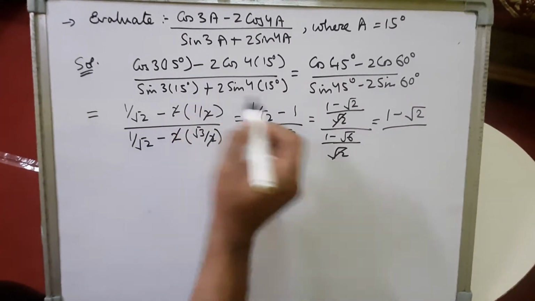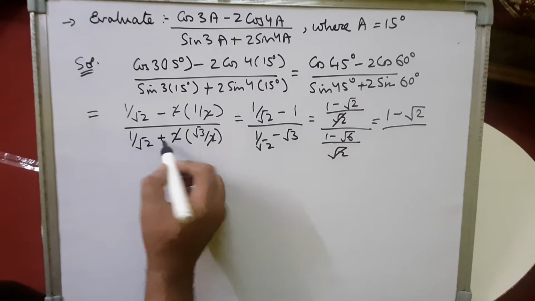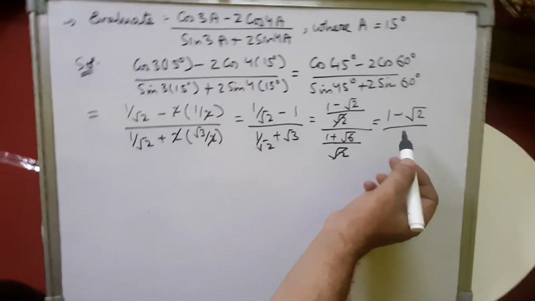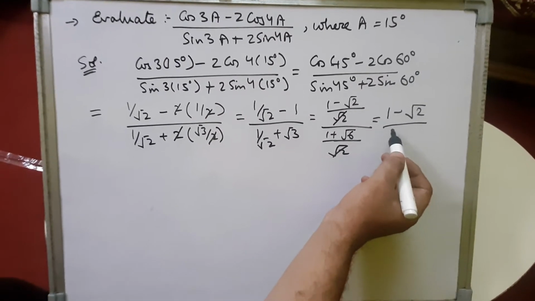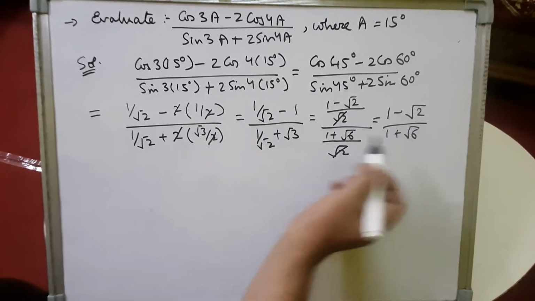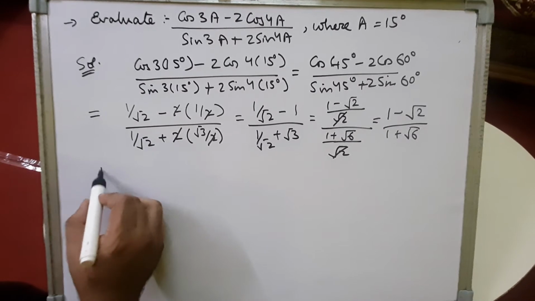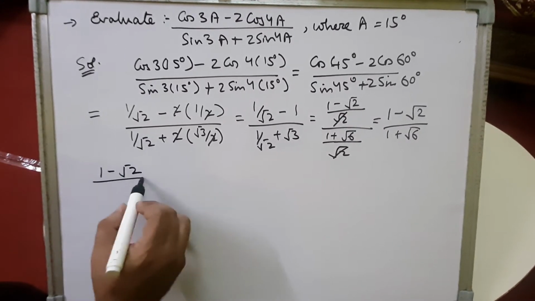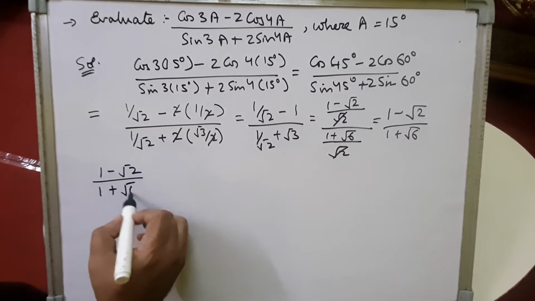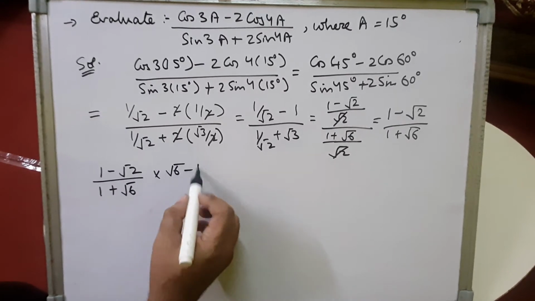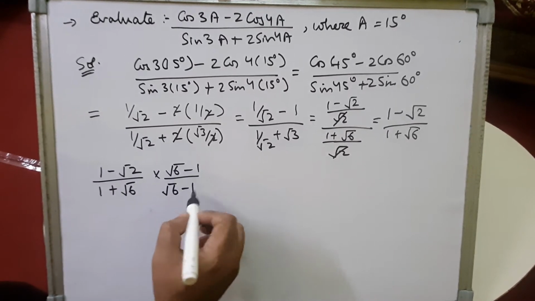This value is positive, plus, right? So let's make it plus here. So we'll get (1 minus root 2) upon (1 plus root 6) here. We can leave the answer in this way, or we can do the rationalizing. If we need to rationalize the denominator, we'll be multiplying by root 6 minus 1 in both numerator and denominator.